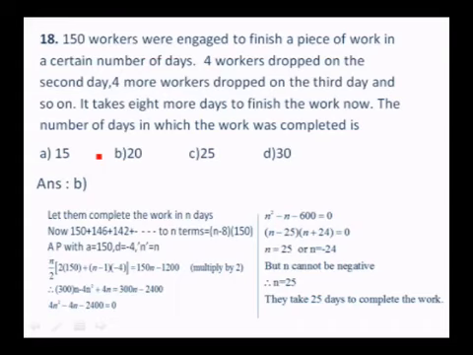Factorizing, we get n minus 25 into n plus 24 equals 0. So n is 25 or n is equal to minus 24. But n cannot be negative, therefore n must be equal to 25. The correct answer is, they take 25 days to complete the work. The answer is C and not B. So you correct that, answer is C, the option C.